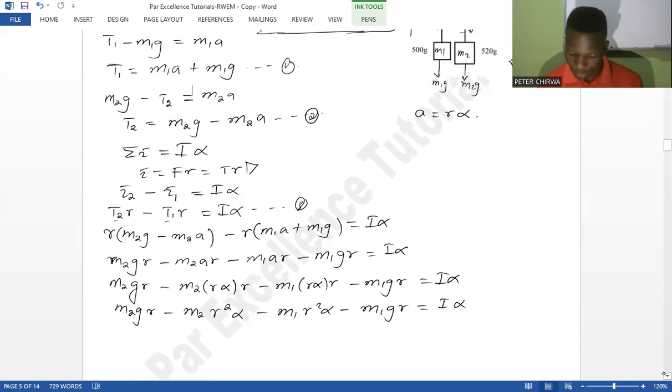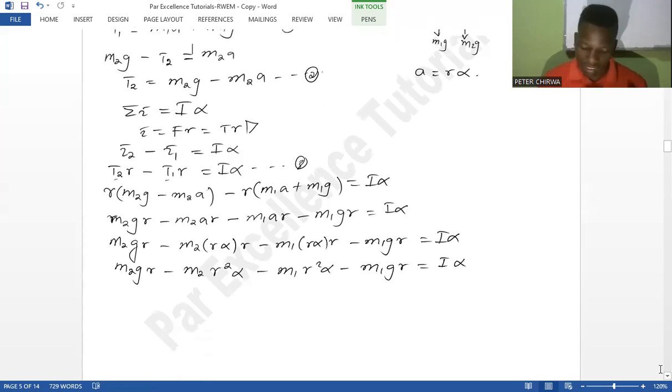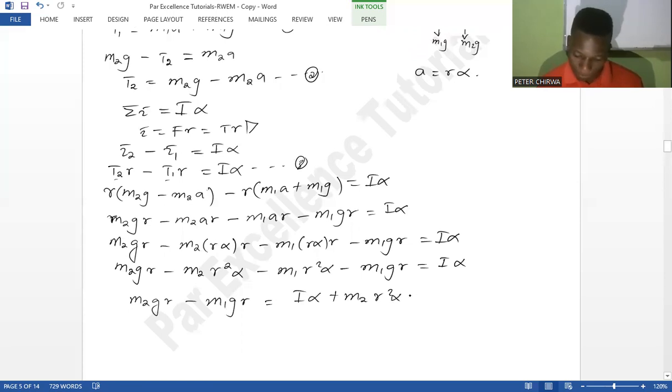So what we're going to do now is to take everything that has got alpha to one side, and what are we going to have? We're going to have m2gr this side minus m1gr equal to I alpha plus m2r squared alpha plus m1r squared alpha, right?